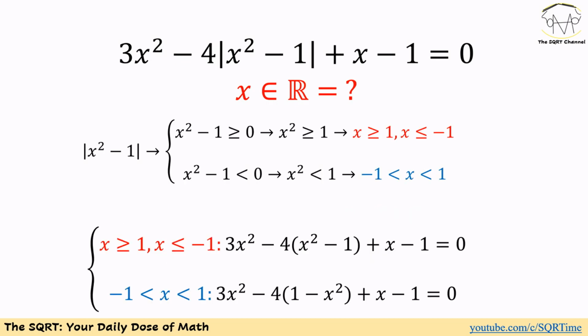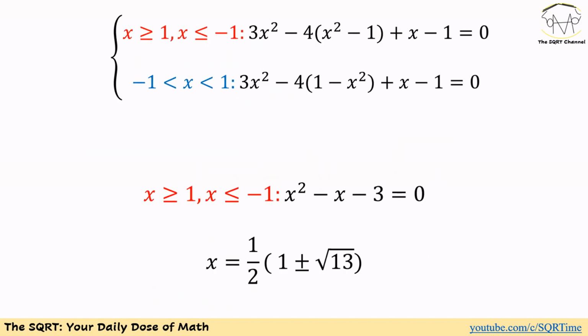For the first case, where x is greater than or equal to 1 or less than or equal to negative 1, we have the absolute value of x squared minus 1 as x squared minus 1. In that case, we are going to end up with 3x squared minus 4 times x squared minus 1 plus x minus 1 is equal to 0. On the other hand, for the other case, where x is between negative 1 and plus 1, we will end up with 3x squared minus 4 times 1 minus x squared plus x minus 1 is equal to 0.